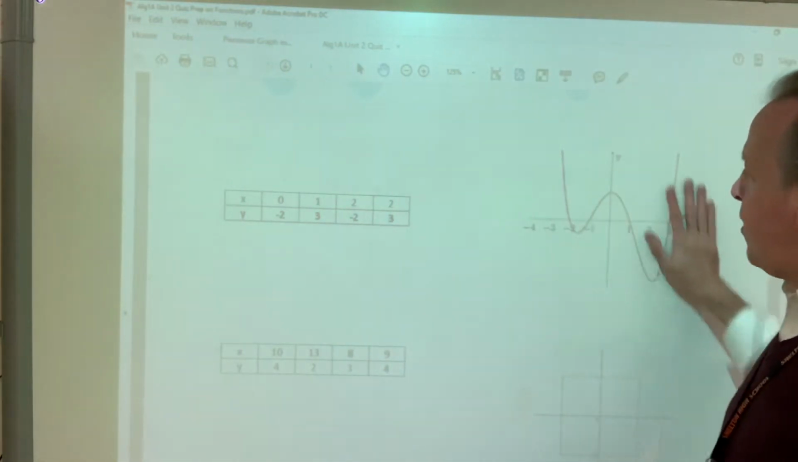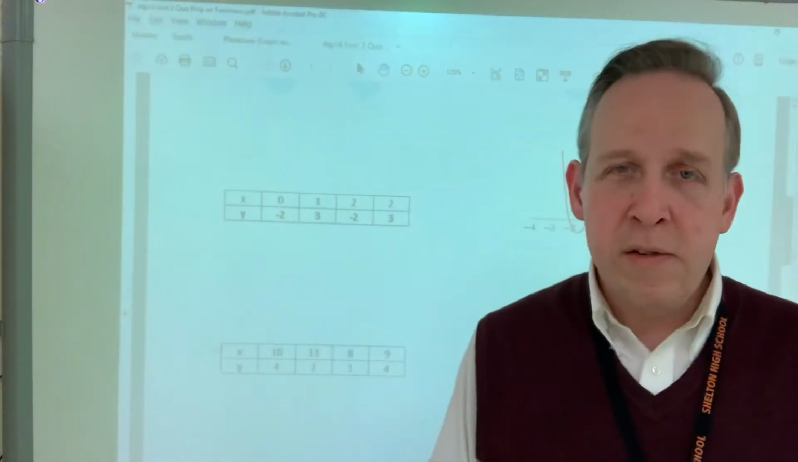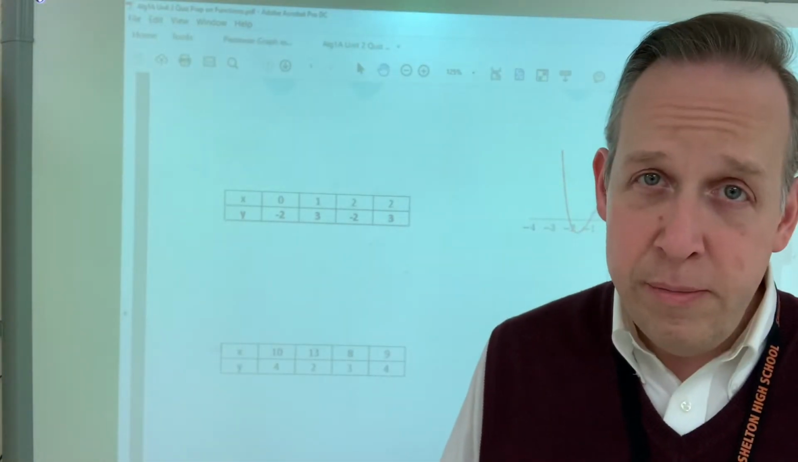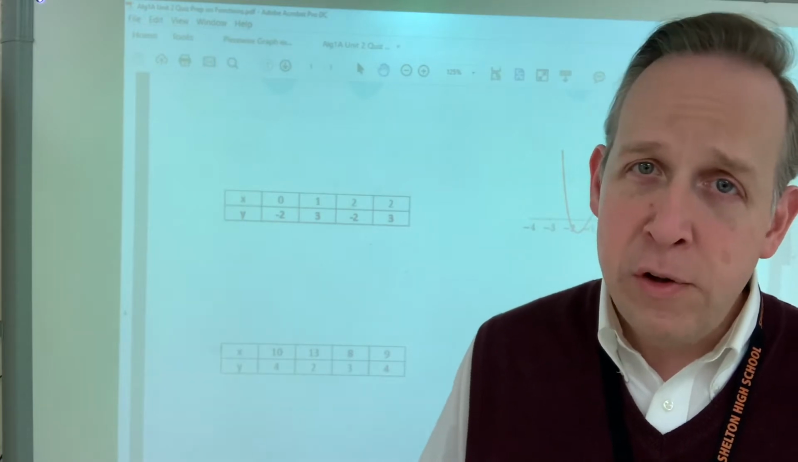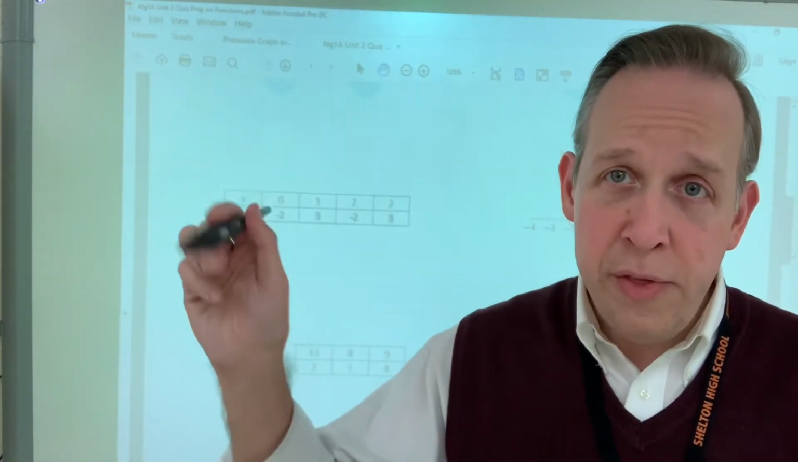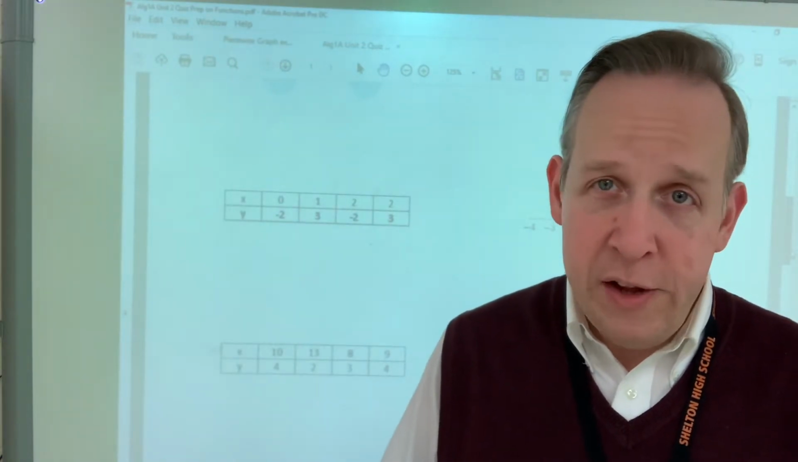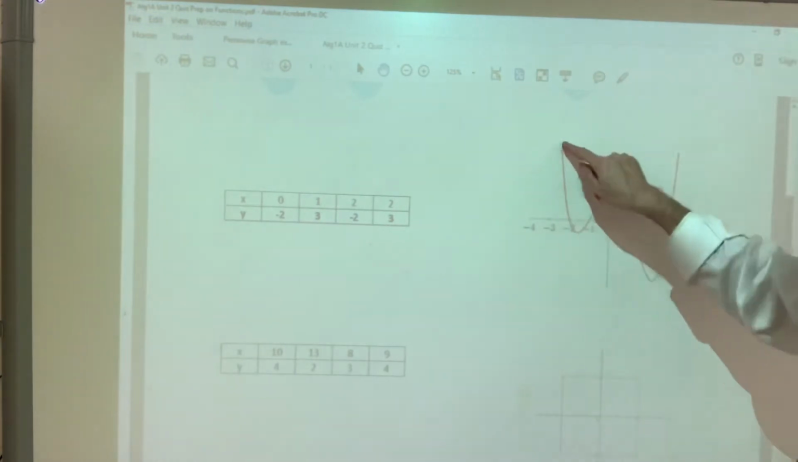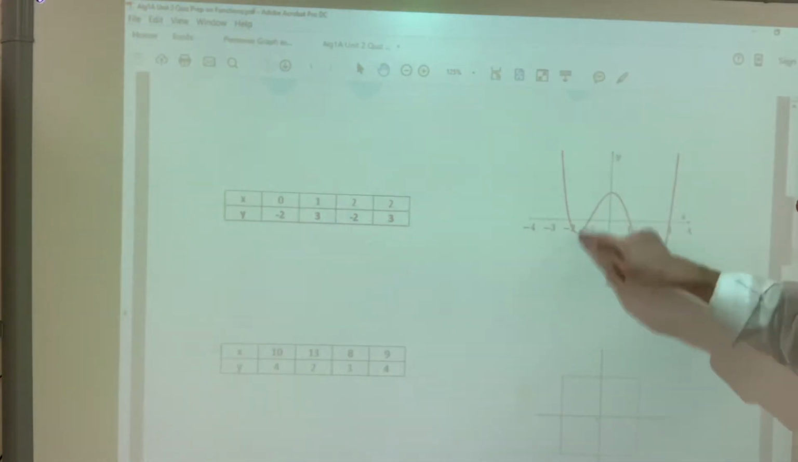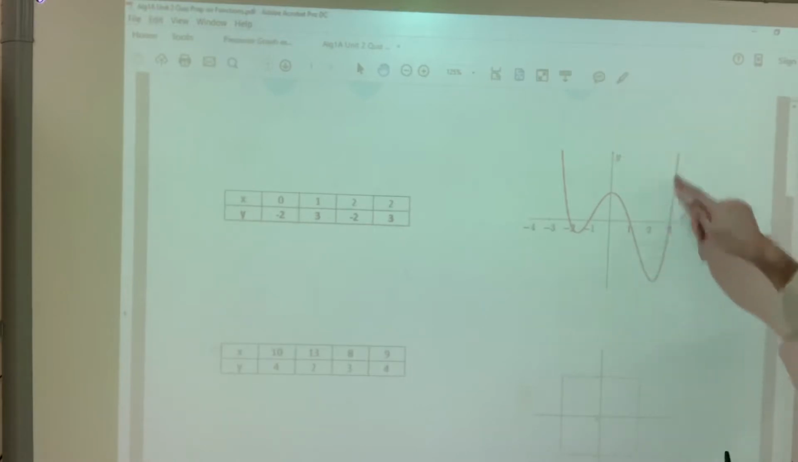This graph over here, this loopy looking W, is it a function or is it not? The answer is it is a function because it passes the vertical line test. Any vertical line drawn anywhere on the graph will only intersect with the graph 1 time each time. So there's no possibility of a vertical line intersecting the red line of the graph more than once.